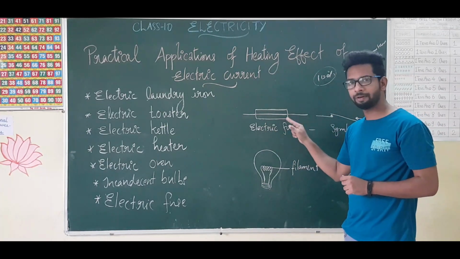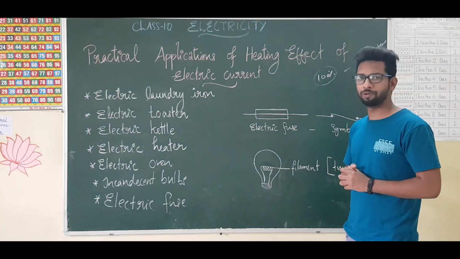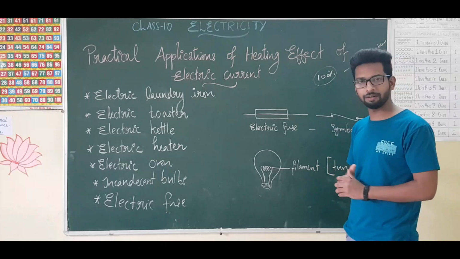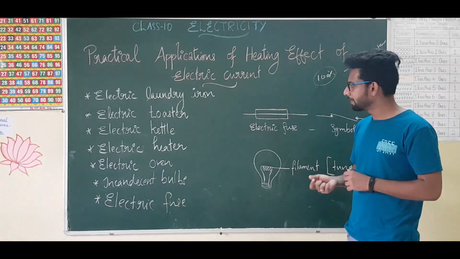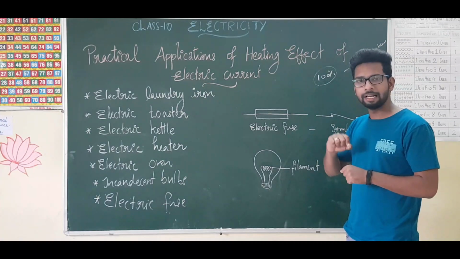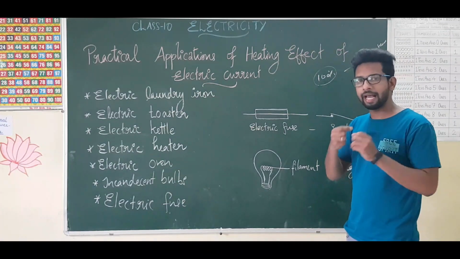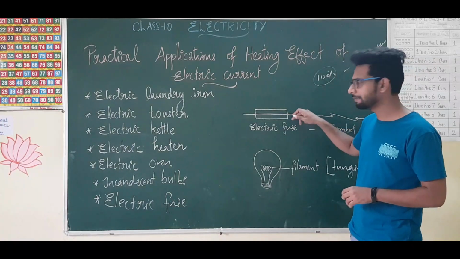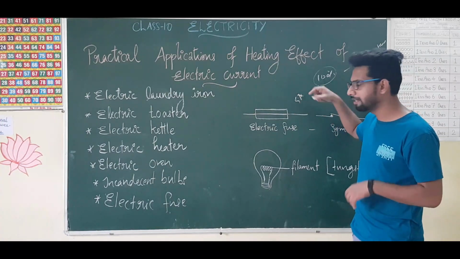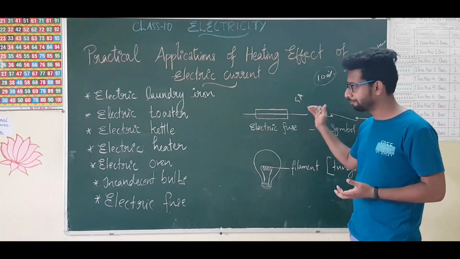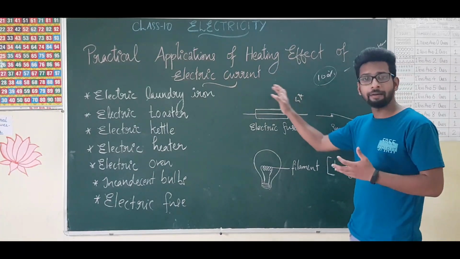It consists of a metal wire. The main purpose of the fuse is to break the circuit if excess current flows through it. For that purpose, we have to choose a metal wire which has a comparatively low melting point. Suppose the current rating of this metal wire is 5 ampere. Let it be 5 ampere. If more than 5 ampere flows through the circuit, it will damage the appliances.